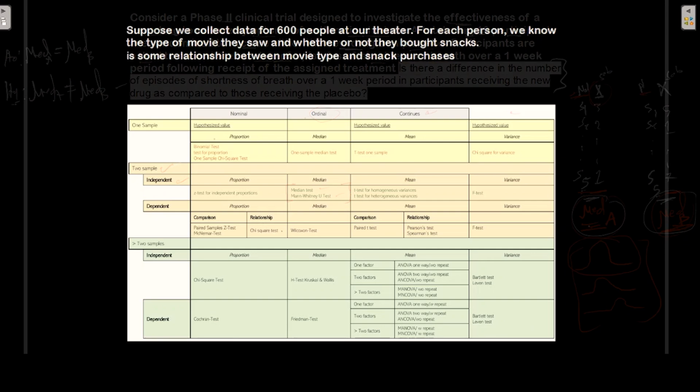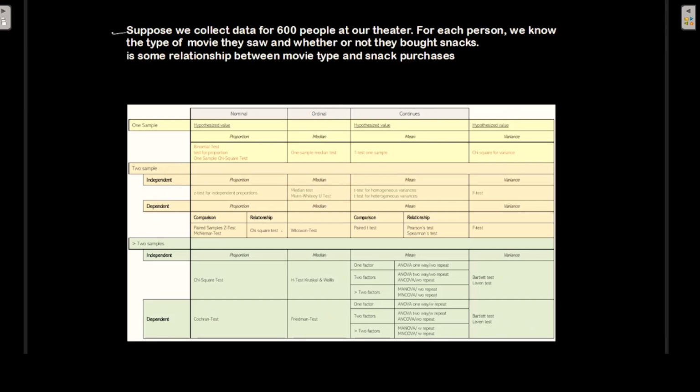So the next question: suppose we collect data for 600 people at our theater, all right? For each person, we know the type of movie they saw and whether or not they bought snacks. Does some relationship between the movie type and the snack purchase exist or not? Well, this is quite an interesting one. So I have 600 people, X1 to be the type of the movie, X2 whether they bought snacks or not.